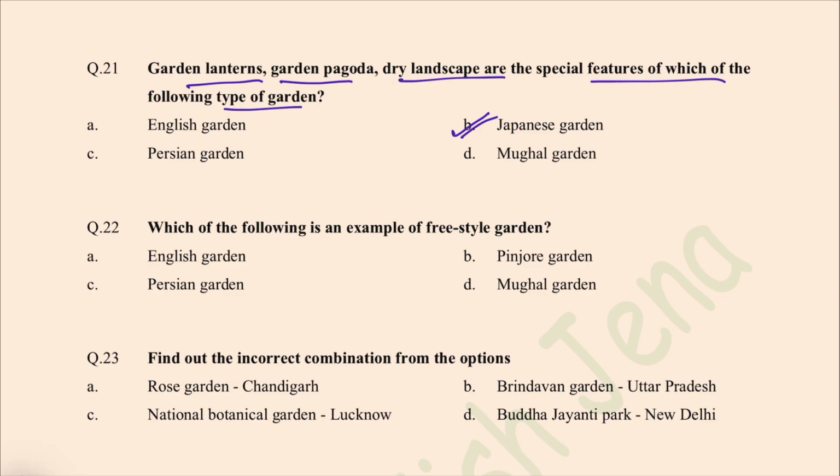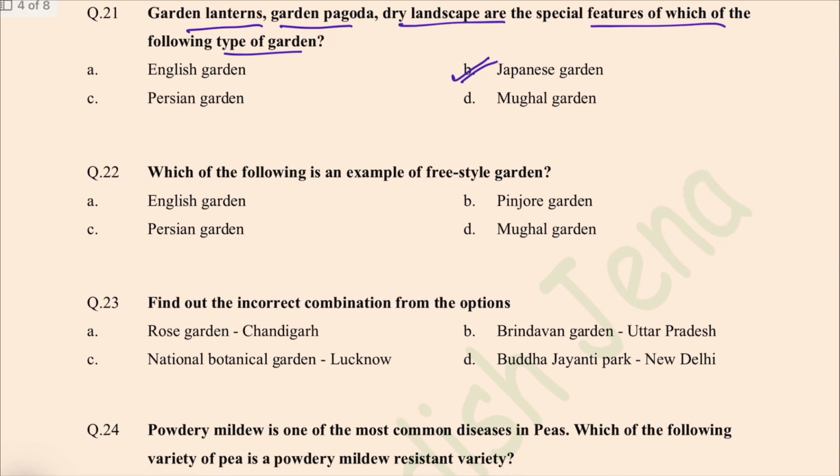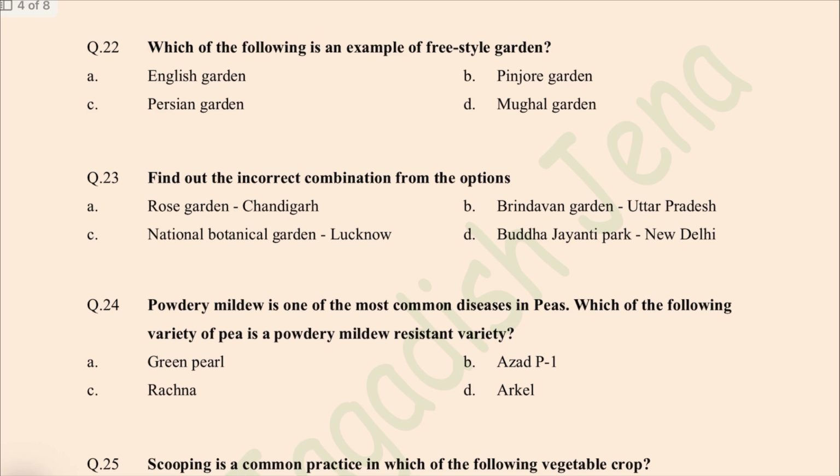Kare sansui. The famous Pinjore garden in Haryana is an example of which garden style? That is a Mughal style garden. Pinjore garden is a style of Mughal garden. Next question. Which of the following is an example of freestyle garden? The right answer here is English garden. English garden is an example of freestyle garden.